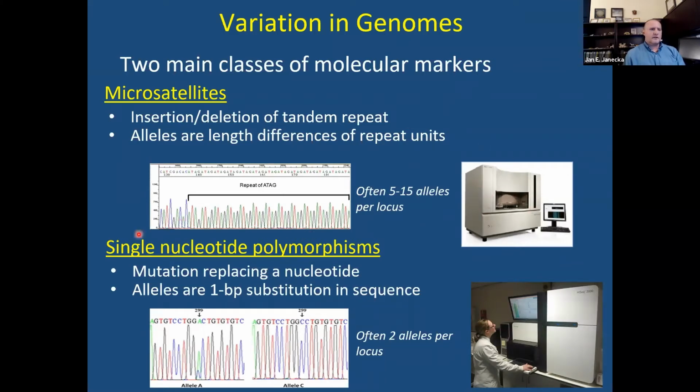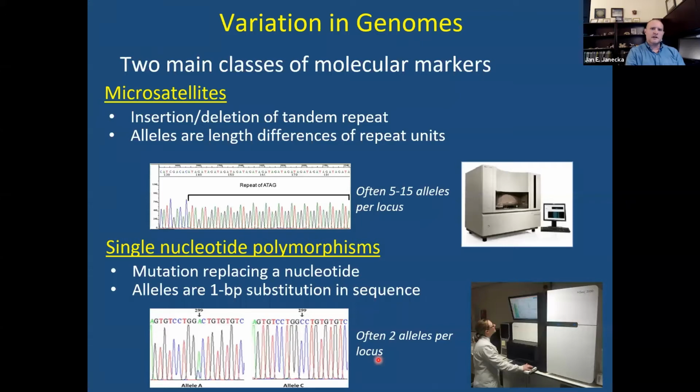Now, that other type of variation is a single nucleotide polymorphism, where you have a substitution that changes a nucleotide. For example, in this case, allele A has an A at position 299 and allele C has a C at the same position. Typically, with single nucleotide polymorphisms, you have to sequence to figure out what nucleotide's there, and sequencing is more expensive than genotyping. Also, there are only 2 alleles per locus, so there's less information per marker. Typically, you have to genotype more SNPs to get the same information that you get from microsatellites.